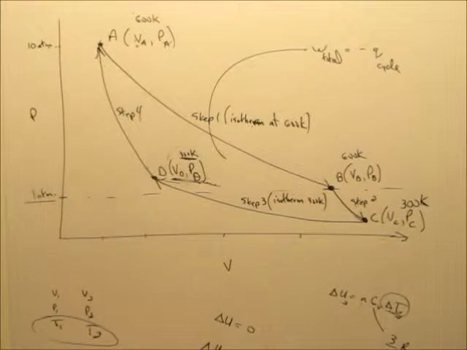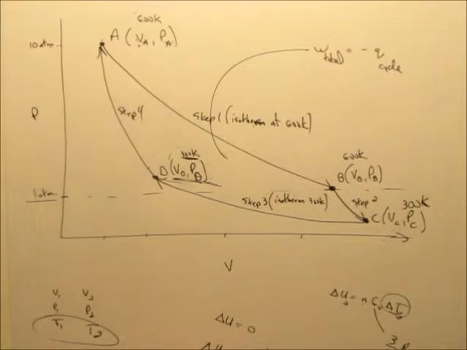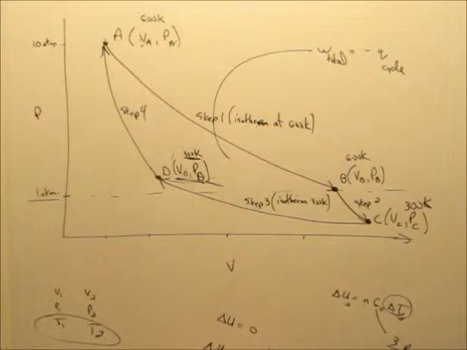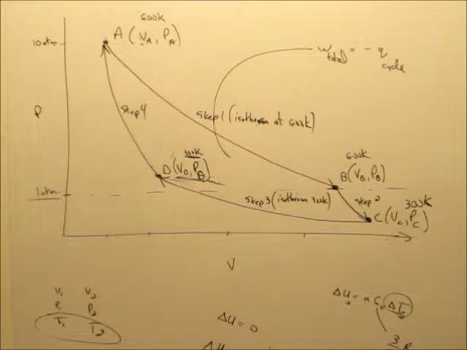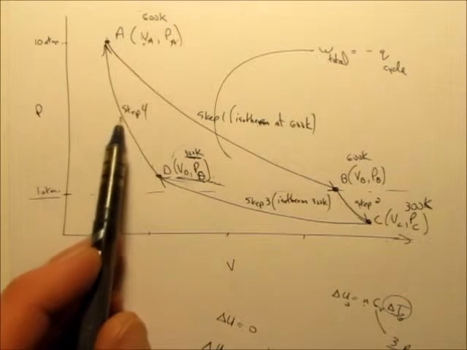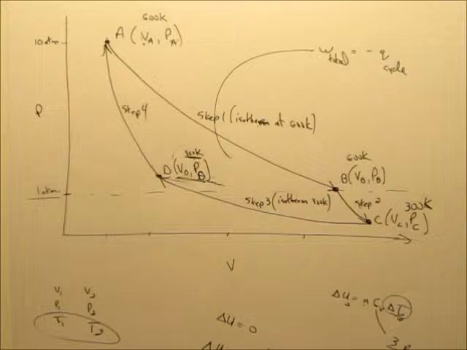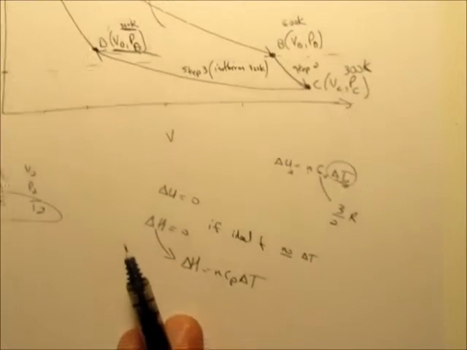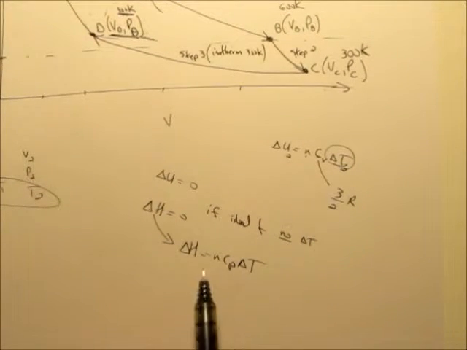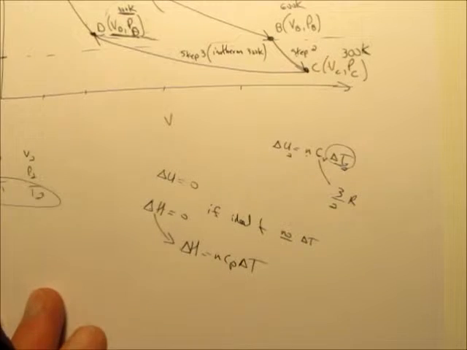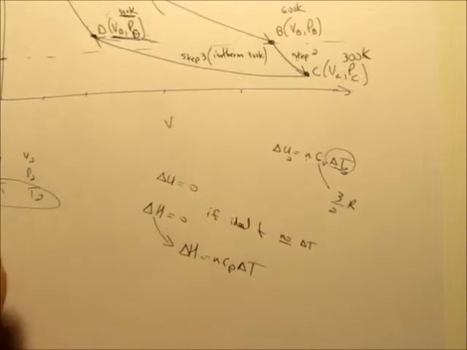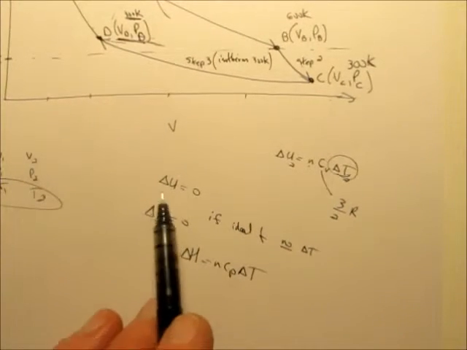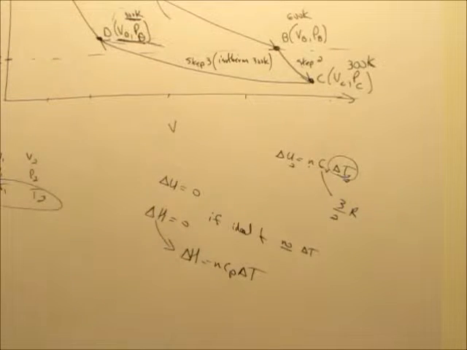And enthalpy, the formula is n CP delta T. So both hand in hand, delta U and delta H for steps 2 and 4, you can use their formulas to get values for those. So that pretty much takes care of how you go about delta U and delta H.